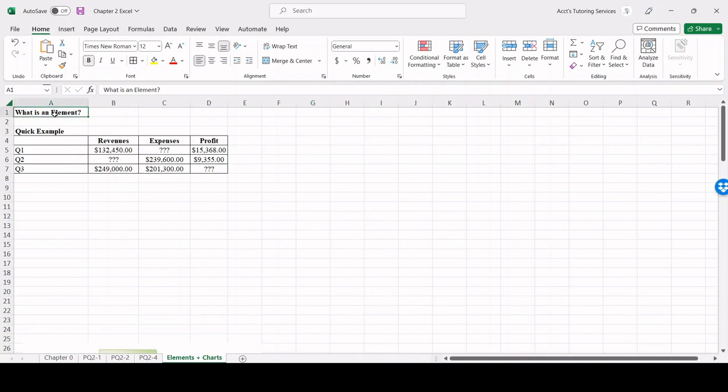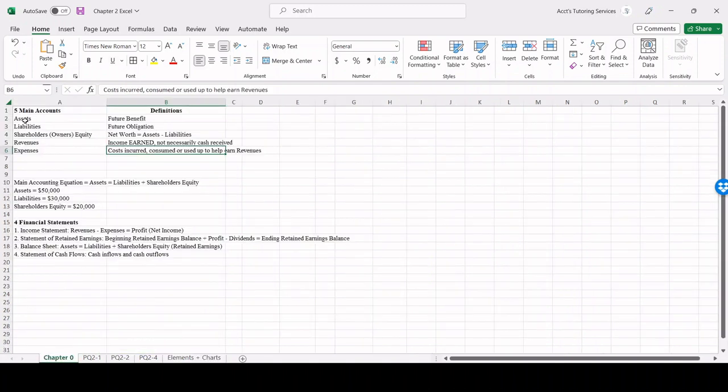An element is an extension of GAAP, and we've already been talking about elements in the context of assets, liabilities, shareholders' equity, revenues, and expenses. So these are all elements of the financial statements.